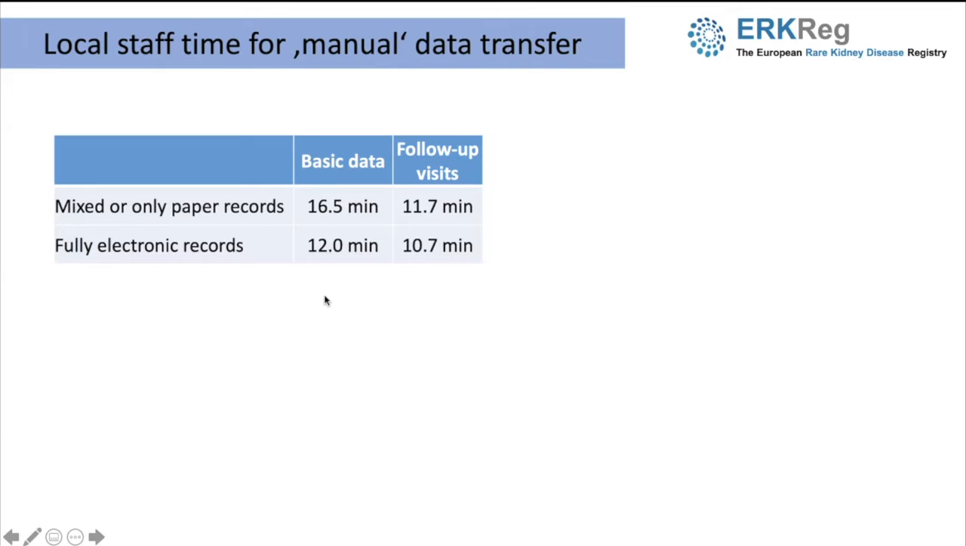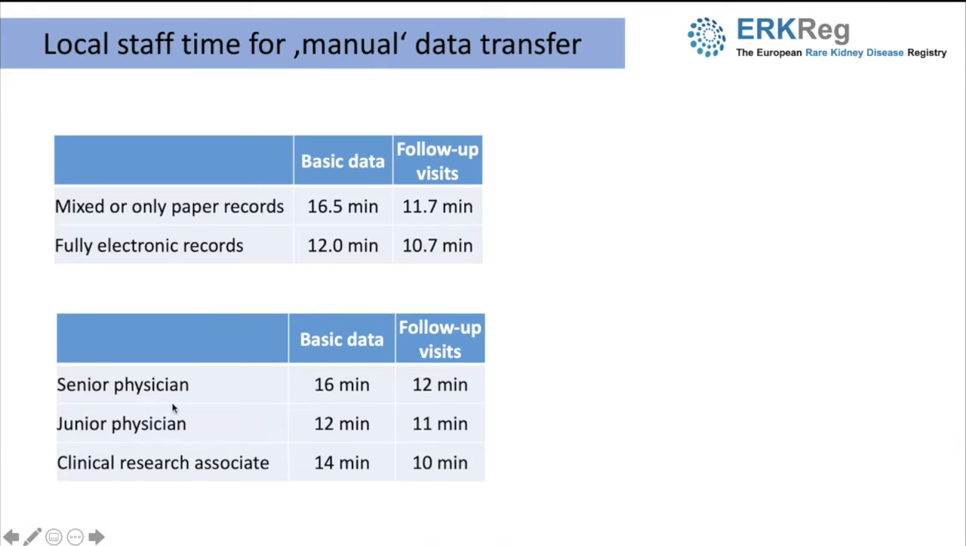You could also think maybe some professions are more efficient or less efficient in entering data into the computer. And indeed, the senior physicians take 16 minutes to do a basic entry, and the junior physicians are much more efficient. It takes them only 12 minutes. And the clinical research associates, who are sometimes not experts on clinical issues, but are certainly experts with the computer, are in between.